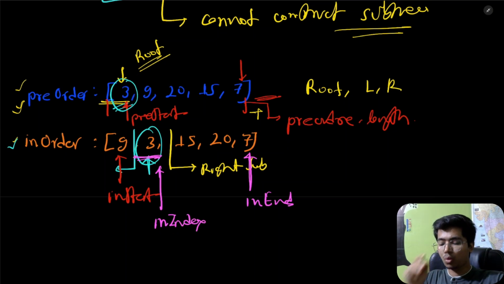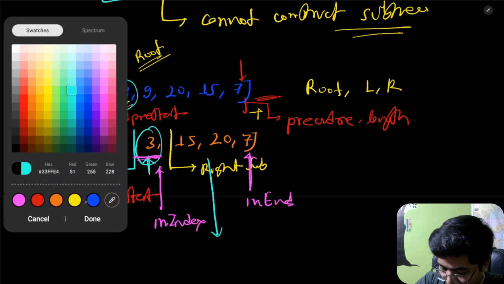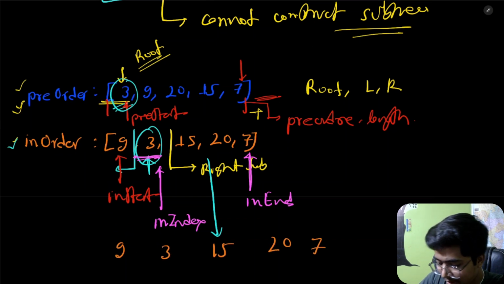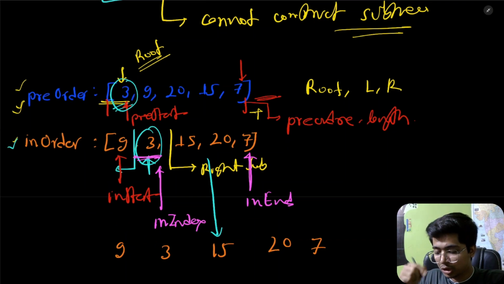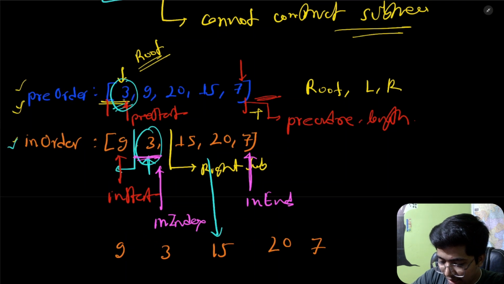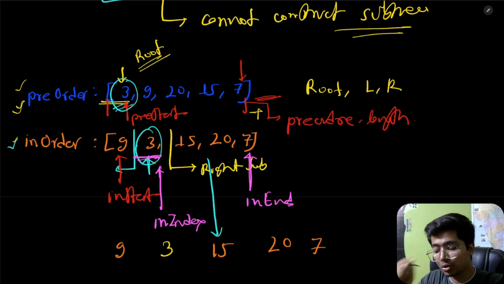Now our main goal is to segregate it like this. We know this one is 9, this is 3, this is 15, this is 20, this is 7. And now our main goal is to find the left tree and the right tree. We know 3 is the root, but we don't know where this 3 is. We don't know the index. So now our goal is to find the index.